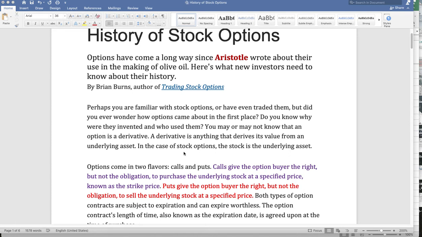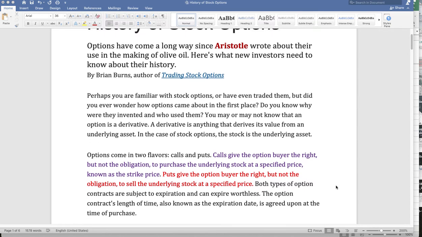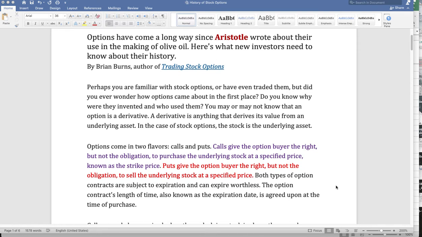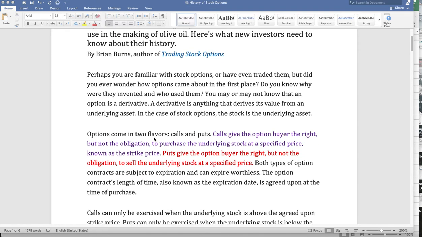You may or may not know the option is a derivative. A derivative is anything that derives its value from an underlying asset. In the case of stock options, the stock is the underlying asset. Without the stock, you can't do a stock option. Options come in two flavors. They come in calls and puts.